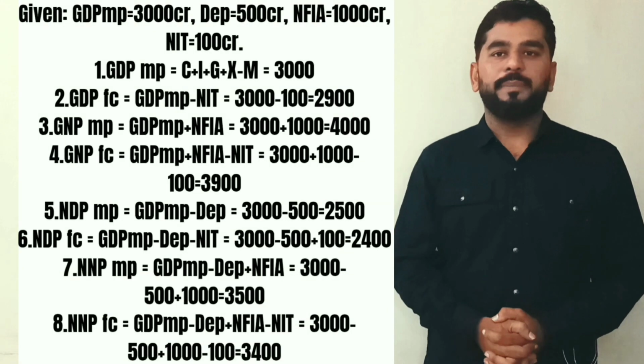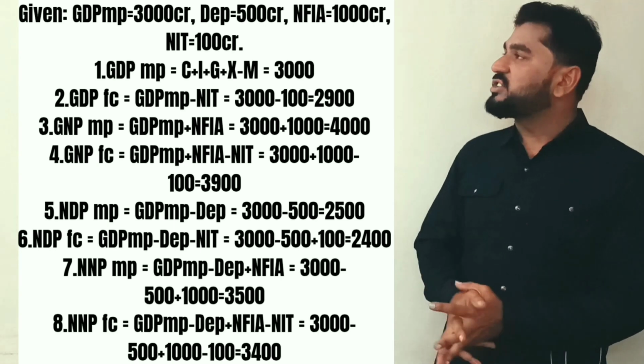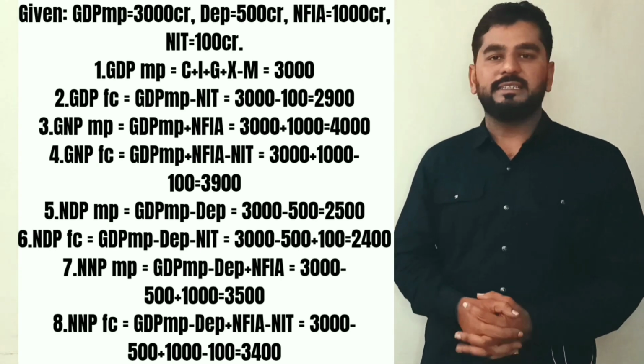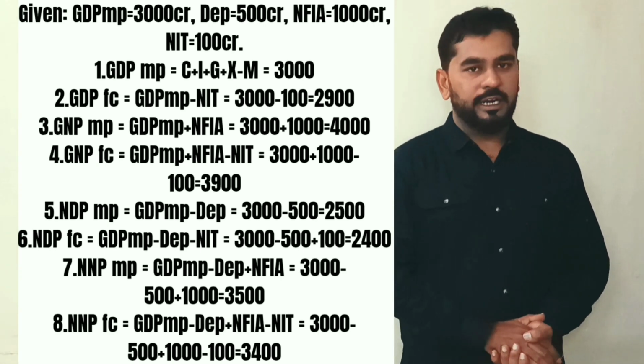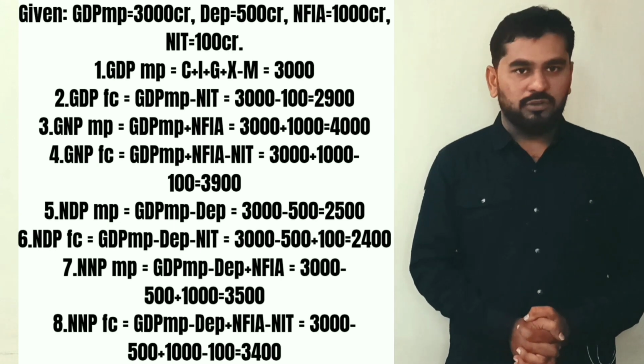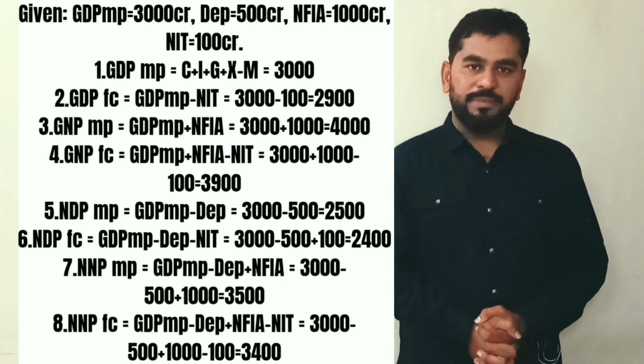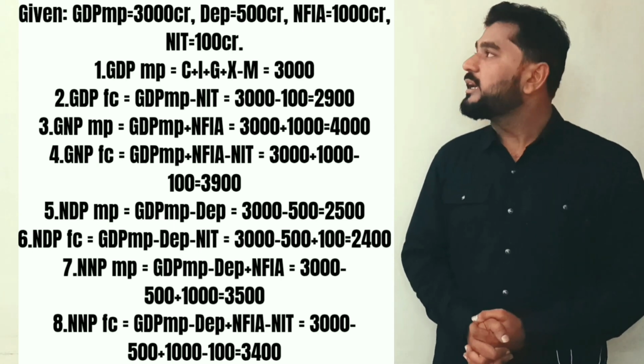Let us understand these 8 aggregates of national income accounting with the help of a numerical problem. Now I'm going to teach you one 6 marks problem from the state syllabus of PU board, and the same question will be asked for the CBSE syllabus as a 3 marks question. The question will be in this form. Given GDP-MP is 3000 crores, depreciation is 500 crores, NFIA is 1000 crores, and NIT is 100 crores. Four values are already given in the question.